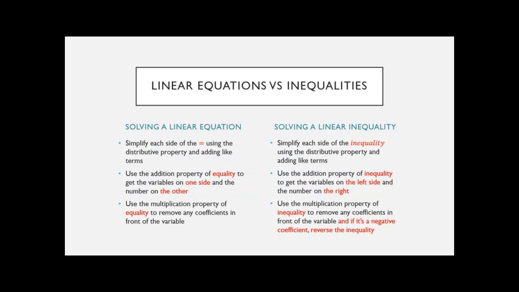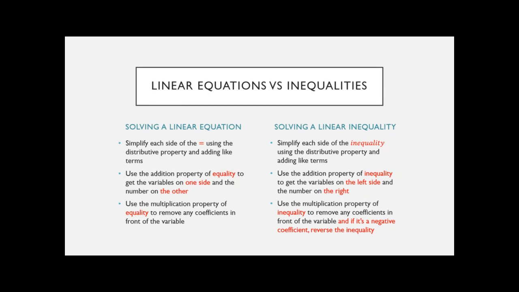After you do your addition and subtraction, then you do the multiplication and division. So that's the multiplication property. Most often we're dividing both sides by a number. And it's called the multiplication property of equality when it's an equal sign. And you're just dividing both sides by the number in front of the variable.